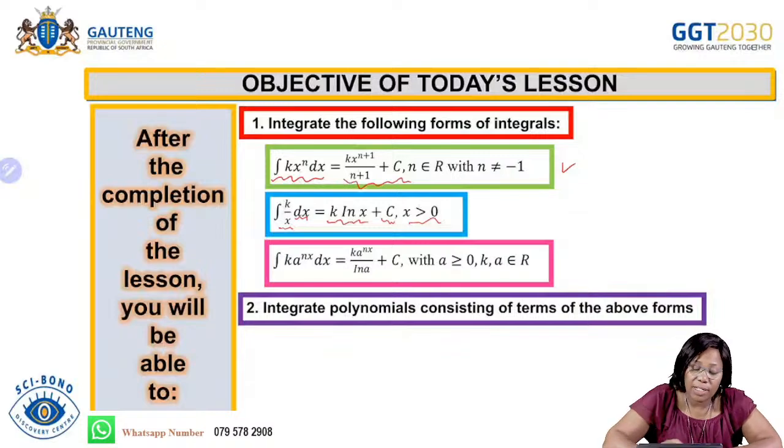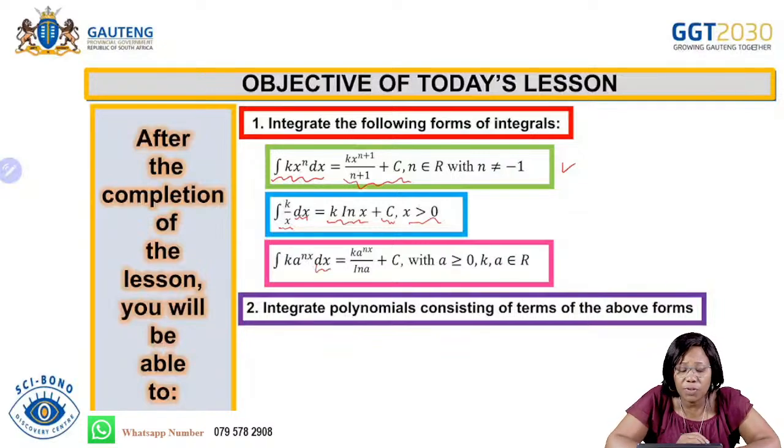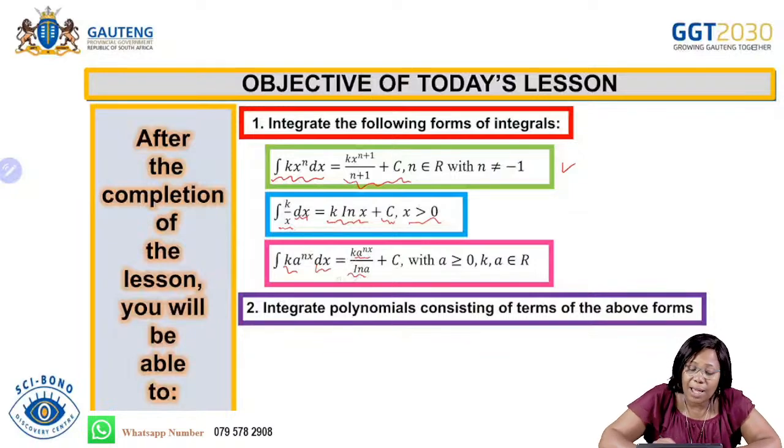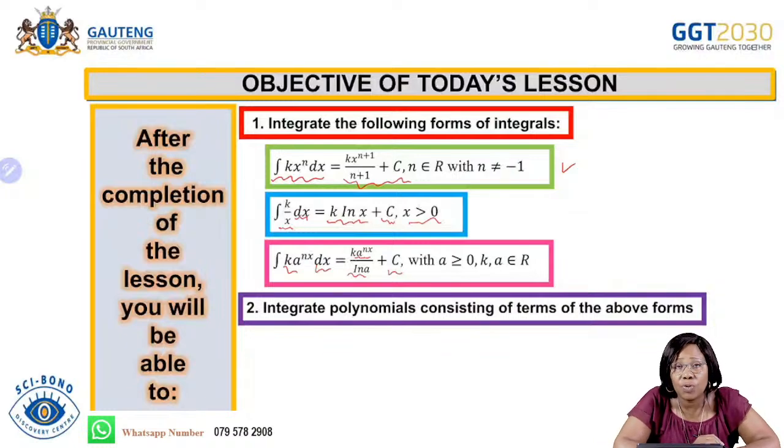And then now we are integrating in terms of x, k a to the power n x as an exponent. Therefore, your answer will be k a to the power n x over ln a, plus c. Don't forget that plus c, it shows that you have now integrated. The a value must be greater than 0, and k and a must always be elements of the real numbers.